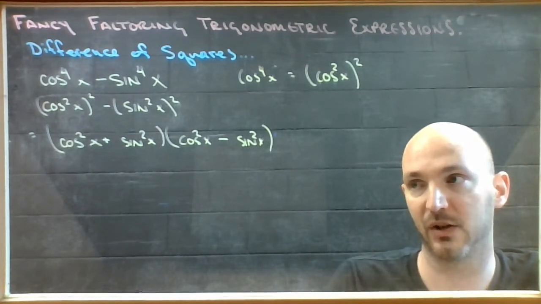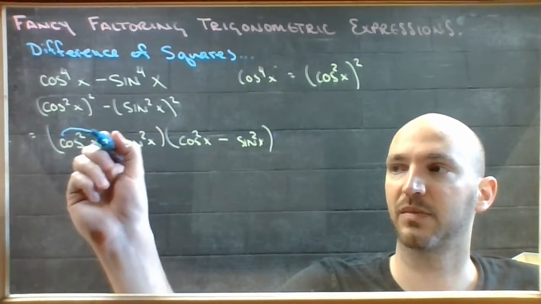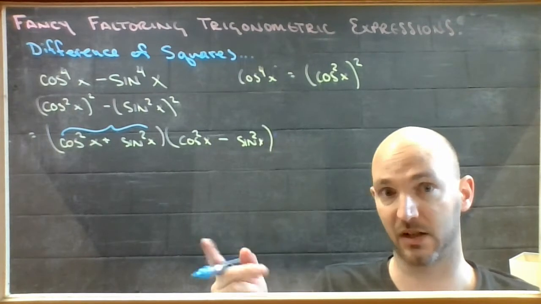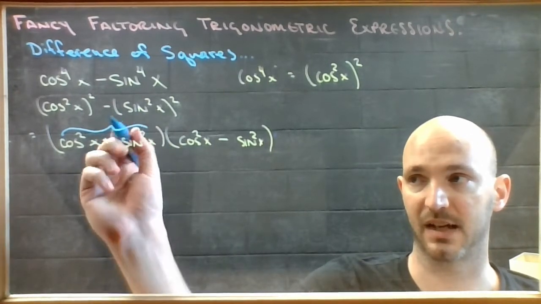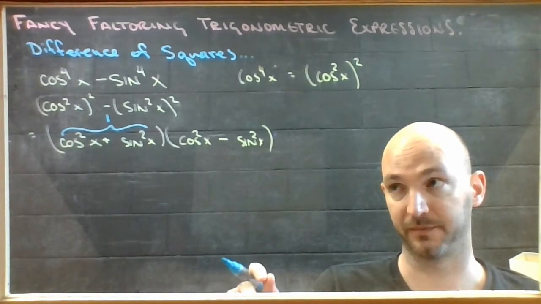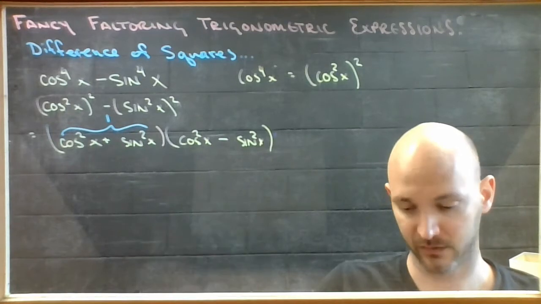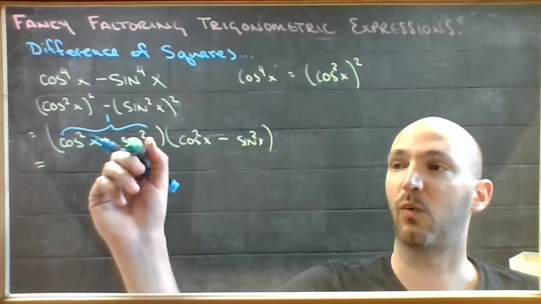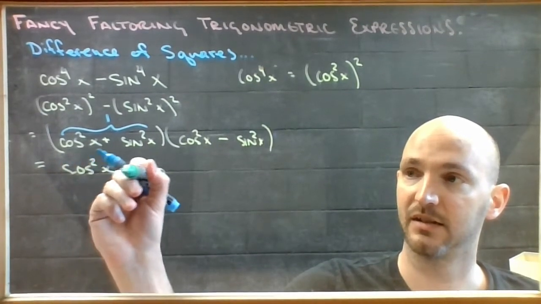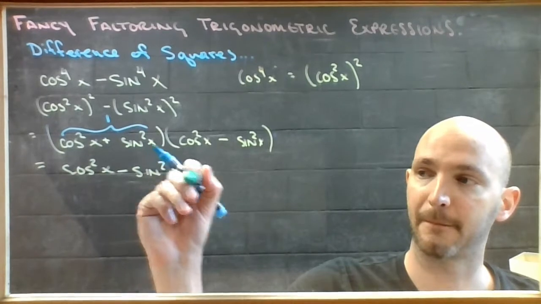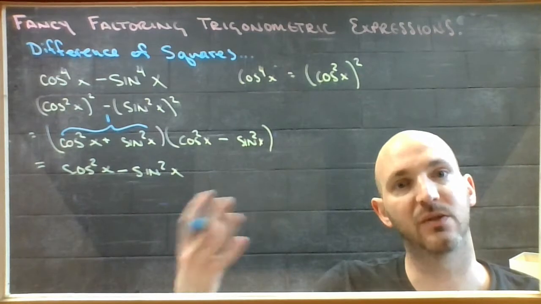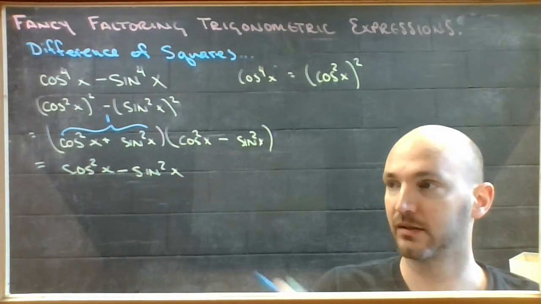Last little thing you might notice is that cos squared plus sine squared happens to be one of the Pythagorean identities, which you maybe saw last year. Cos squared plus sine squared happens to be worth exactly 1, regardless of what these arguments are. So this thing reduces a little more. 1 times cos squared x minus sine squared x is just cos squared x minus sine squared x, which is itself another difference of squares. So I can do this again in order to further factor it.